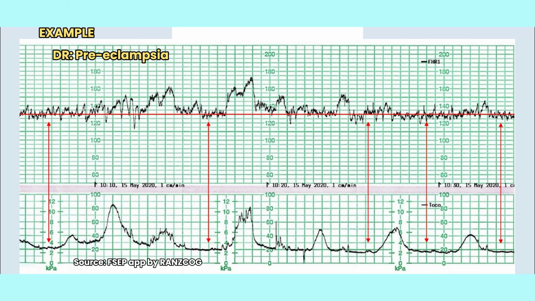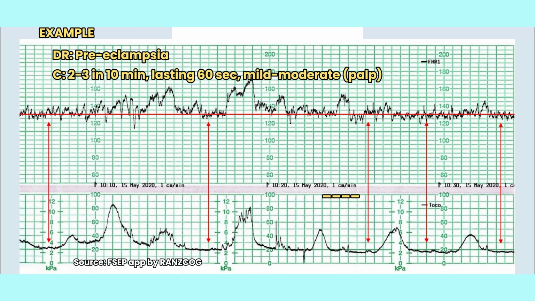And then we move to C, contractions. Before you read the contractions, make sure that you check the paper speed, 1 centimeter per minute or 3 centimeters per minute. And this one is 1 centimeter per minute. Now you look for the contractions. The contractions last for about 60 seconds. There are around 2 contractions in 10 minutes. They look mild to moderate, but you need to make sure with palpation as well.